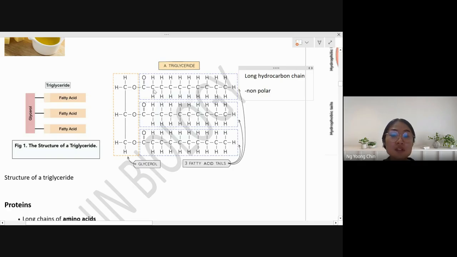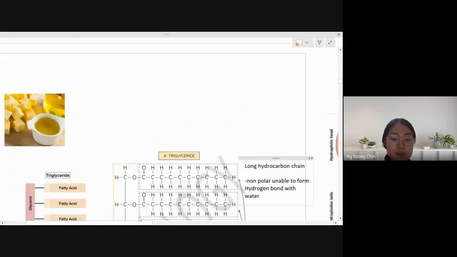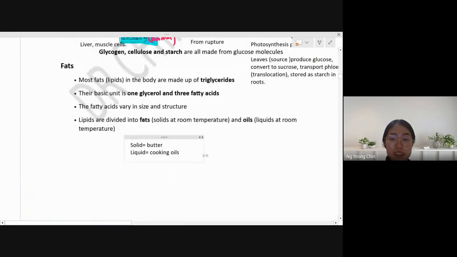See, so long. How many carbons? 1, 2, 3, 4, 5, 6, 7, 8, 9. Oh, and then you have 2 more. So it's a very long hydrocarbon chain. This hydrocarbon chain is definitely non-polar. Non-polar means they are unable to form hydrogen bonds with water. So that's the reason the triglyceride is unable to dissolve in water. Okay, so it's insoluble.